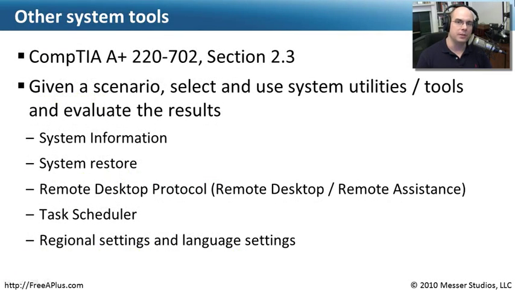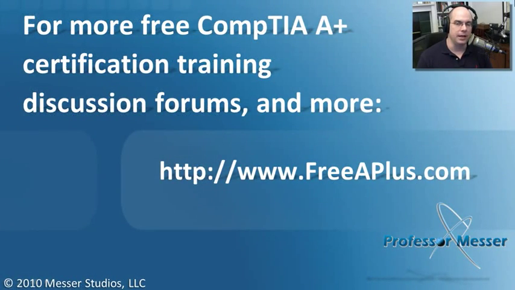That covers the requirements we needed for this 227.02 section 2.3, where we've gone through system information, system restore, the remote desktop protocol, task scheduler, and our regional language settings.